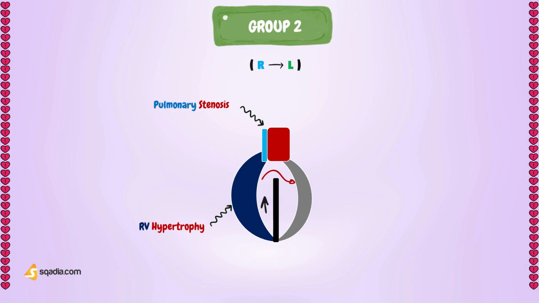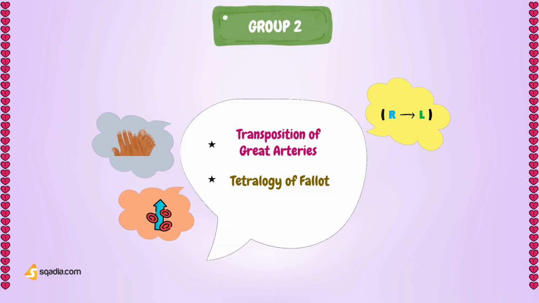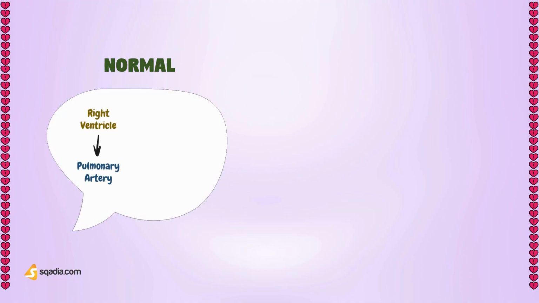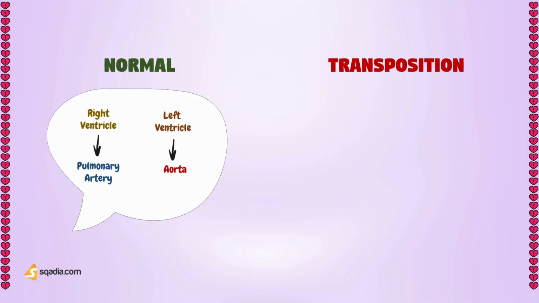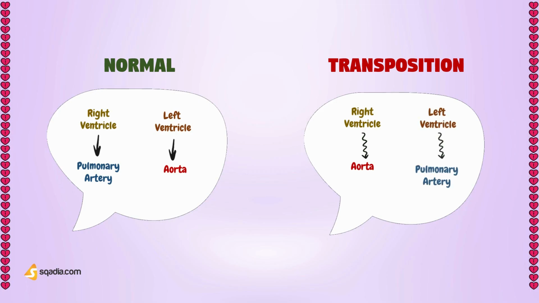Now, moving to the second cardiac abnormality of the second group, and that's transposition of great arteries. As we know, there are two main arteries. One is the pulmonary artery, and the other is the aorta. Normally, from the right ventricle, the pulmonary artery will arise, but from the left ventricle, the aorta will arise. Now there is transposition of pulmonary artery and aorta. So, it means, from the right ventricle, the aorta will arise. From the left ventricle, the pulmonary artery will arise.